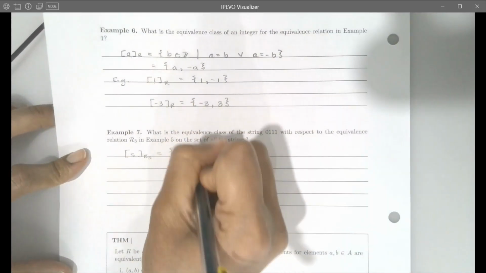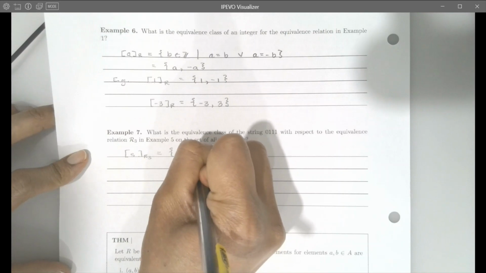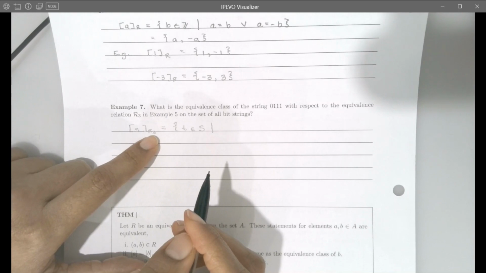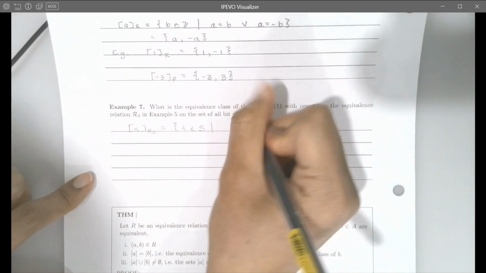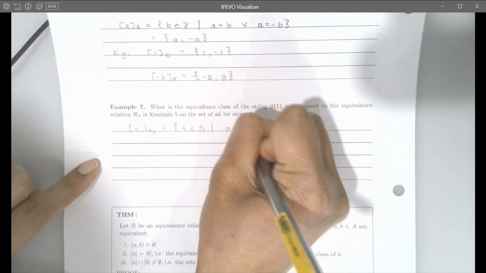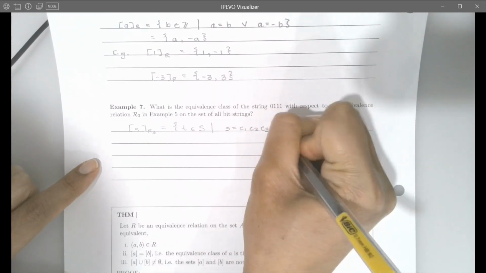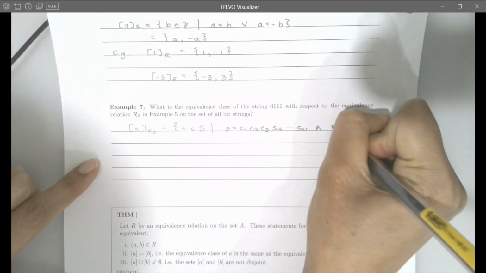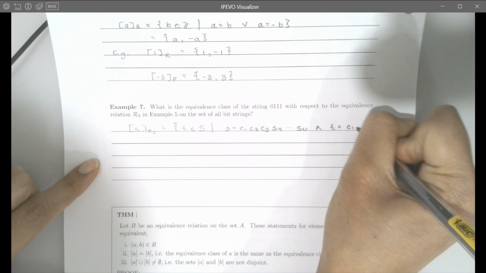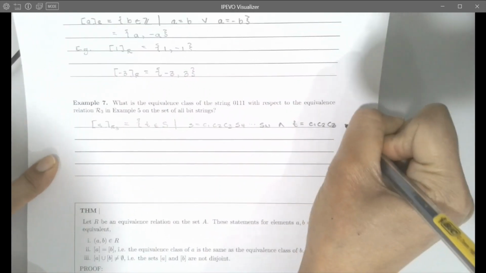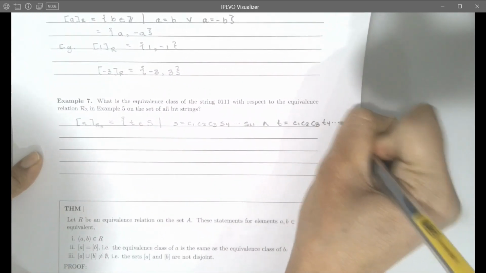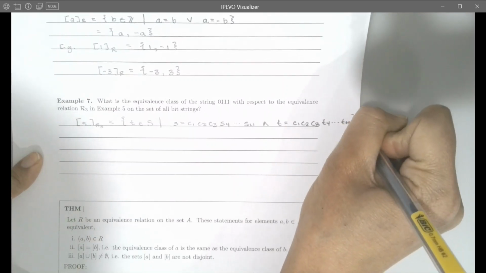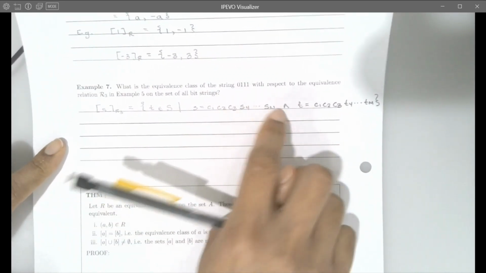Okay. So it's going to be the set of all strings, which I'm going to call T, that are part of S, such that they share the first three characters. So S is equal to character 1, character 2, character 3, and then the fourth character can be different. And T is equal to character 1, character 2, character 3. The fourth one can be different all the way to the last character. Okay, so they share the same first three characters.